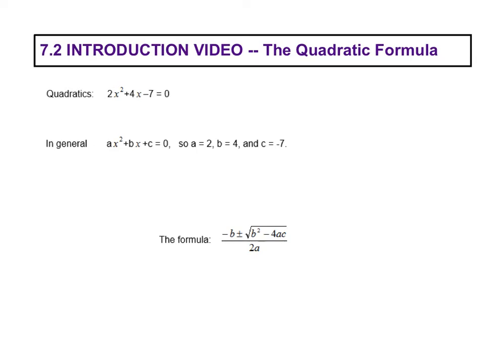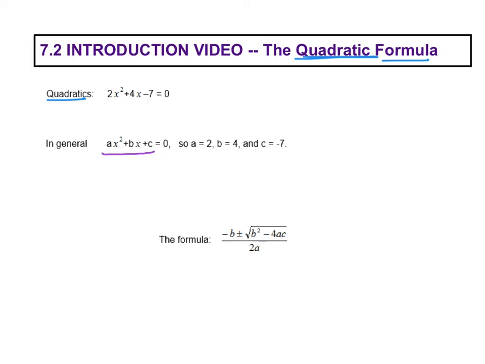Lesson 7.2 is going to focus on the quadratic formula. So quadratics are equations that have an x squared term as the highest exponent. Oftentimes it looks like this. You have an x squared, you have an x, you have a number without an x. And if you notice, this is all set equal to 0. Here's our general form, ax squared plus bx plus c equals 0.